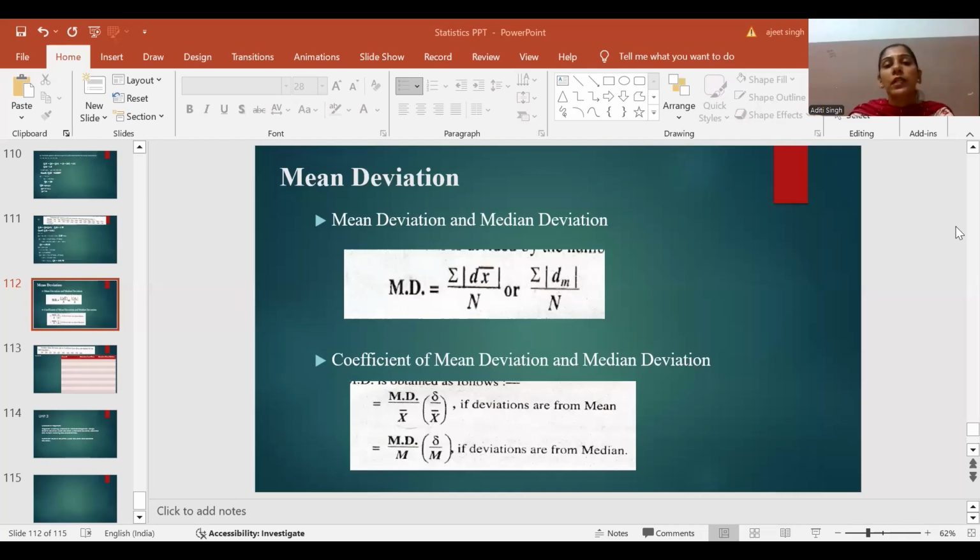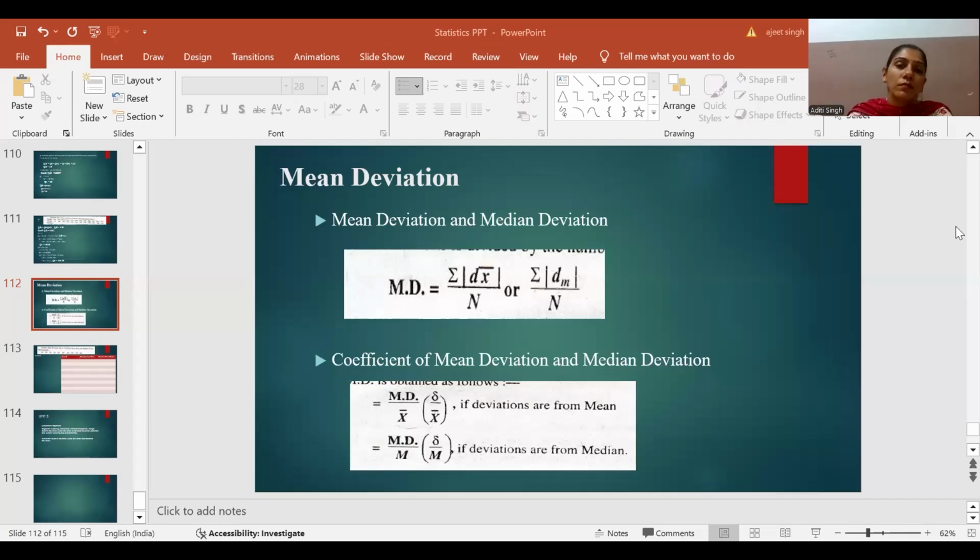Basically, in mean deviation, there is a series, and the mean deviation of the series is the arithmetical average of the deviation of various items from the measure of central tendency. It can be either mean, median, or mode. While taking deviation, the mathematical signs of plus and minus are ignored.